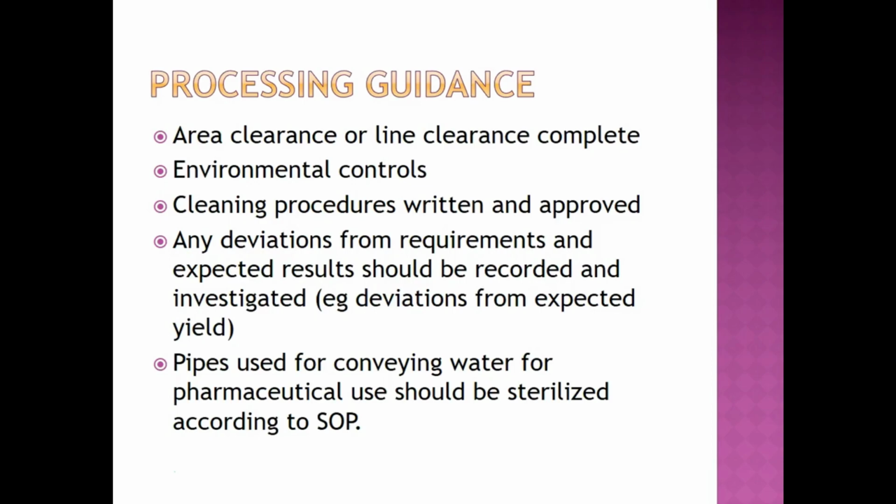Any deviations from requirements and expected results should be recorded and investigated prior to the start of production and prior to release of your finished product. Pipes used for conveying water for pharmaceutical use should be sterilized according to SOP. Checks should be carried out to ensure that the conveying water for pharmaceutical use is sanitized according to written procedures. Weighing, measuring, recording and control equipment should be serviced and calibrated at pre-specified intervals and records maintained. And finally, repair and maintenance operations should be recorded at all times.